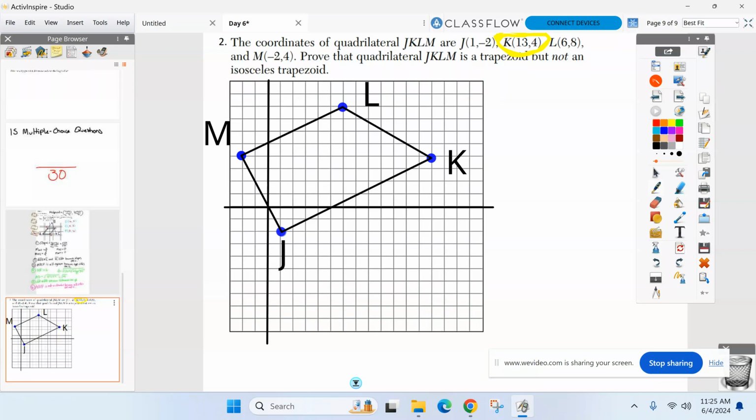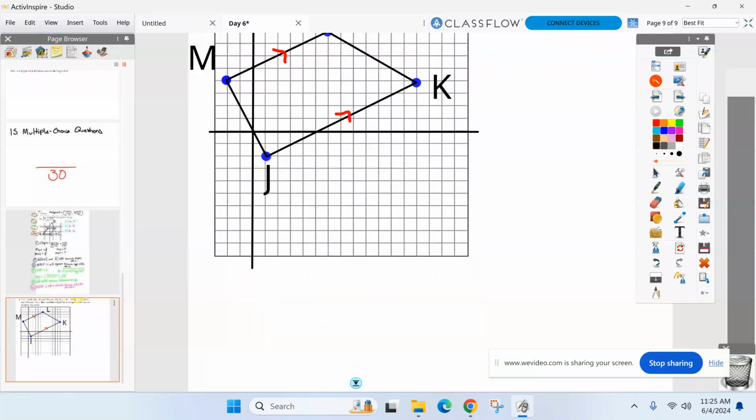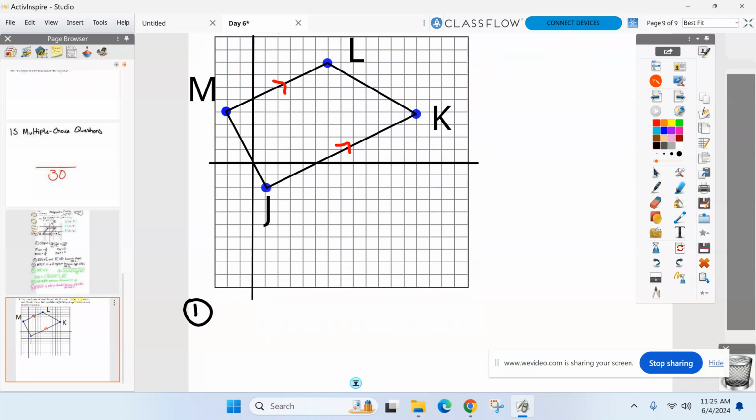One pair of opposite sides needs to be parallel. So if you look at the graph, I'm sure we can guess it's going to be LM and KJ, right? We're going to try to prove parallel. So we know we need the slope formula. So I'll give you guys a second and find the slopes of ML, and find the slope of KJ.